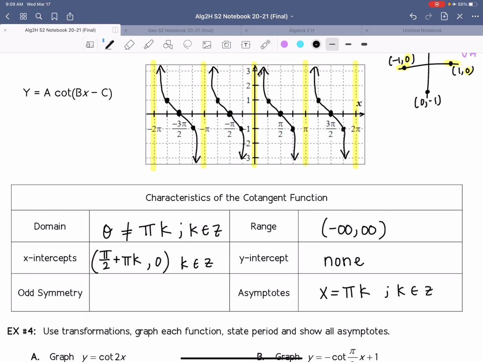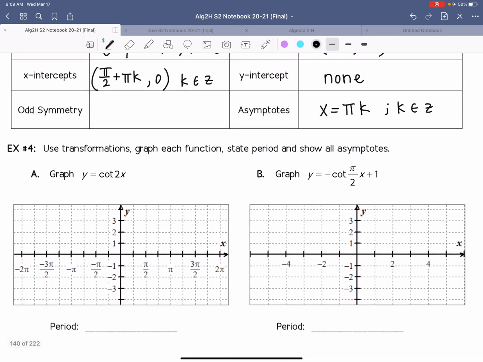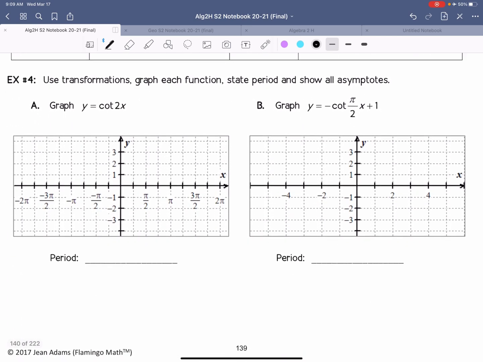All right, so let's go ahead and graph some cotangents. The only thing happening to this one is there's something being multiplied by x. If there's something being multiplied to your x, this is a change of period. So it changes the period. That's the only thing happening to this. I'm changing the period. Normally, my period is pi. You're going to divide it by whatever's being multiplied by x, in this case, 2. So my period is pi over 2.